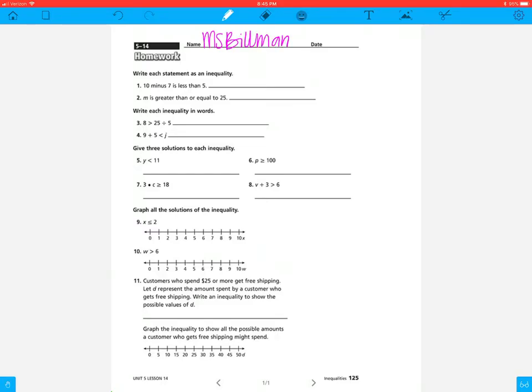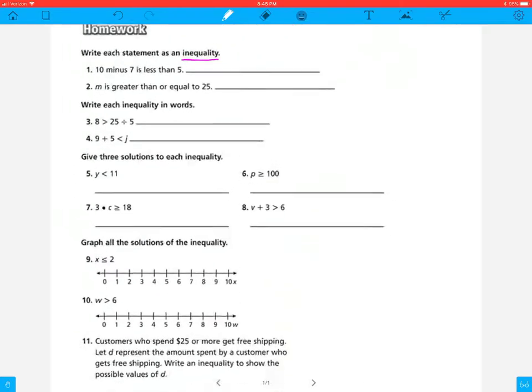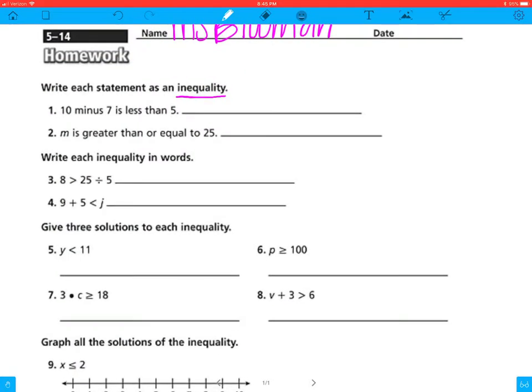This is the Unit 5, Lesson 14 homework with me, Miss Bellman. So we're going to write an inequality for these numbers, 1 and 2. They're in word form, and we're going to take them and write an inequality. So 10 minus 7 is less than 5. So I'm going to write it 10 minus 7 less than 5. I could also check my answer and say, oh, you know what? That equals 3 and it is less than 5.